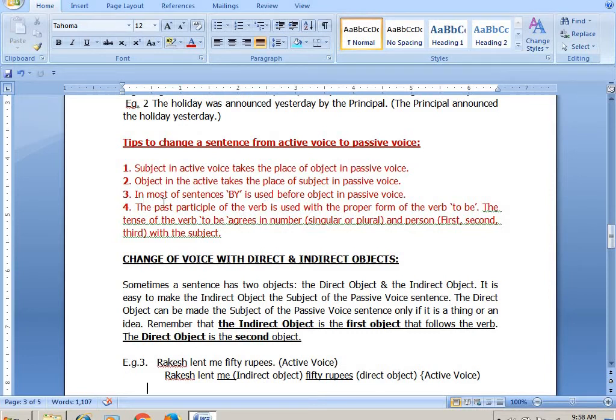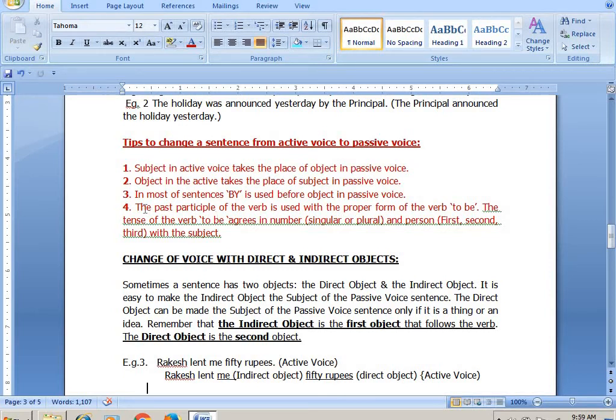The third point: in most sentences, by is used before the object in the passive voice. I have explained it to you. The holiday was announced yesterday by the principal. By is used after the verb and before the object. And what was the object? The principal. So you know it is in passive voice, because just after this, the principal announced the holiday yesterday is in active voice. There isn't by, nor is the past participle shown.